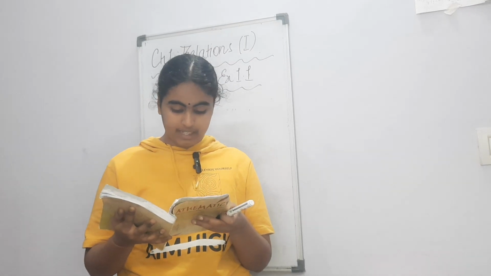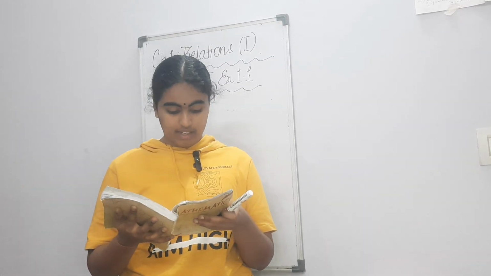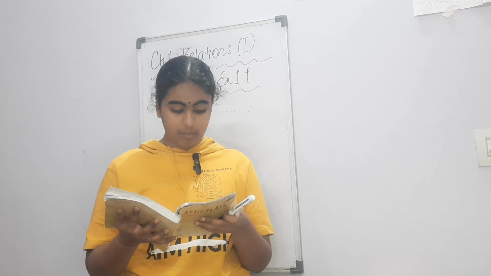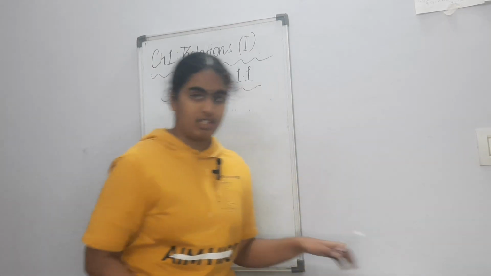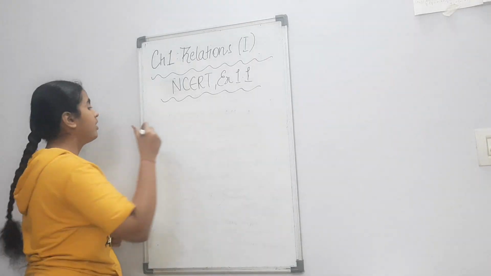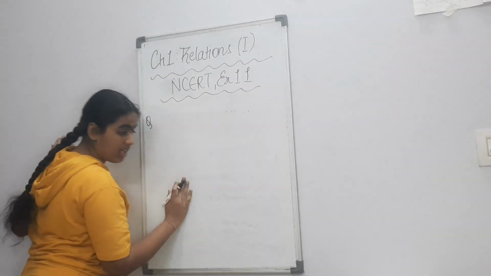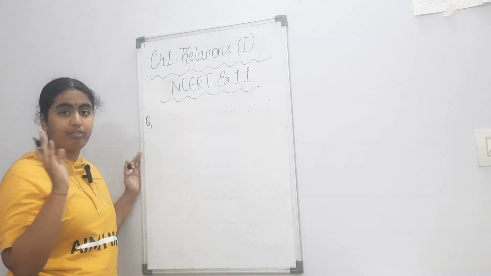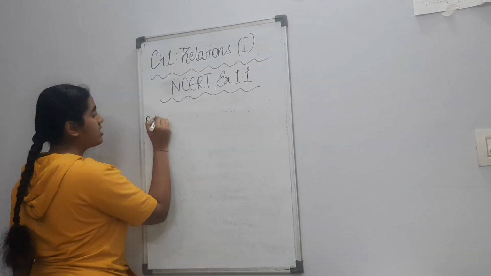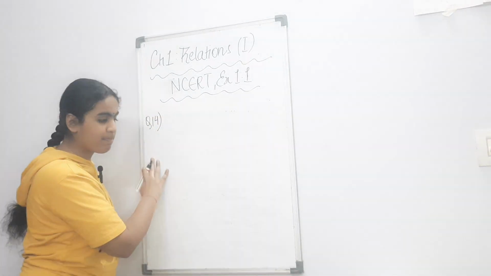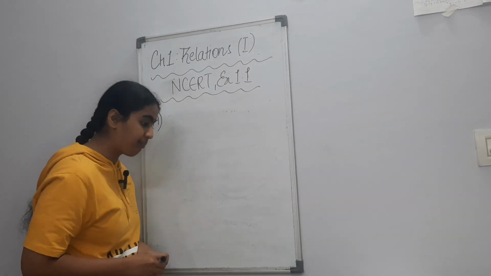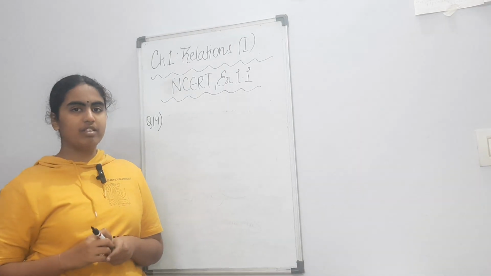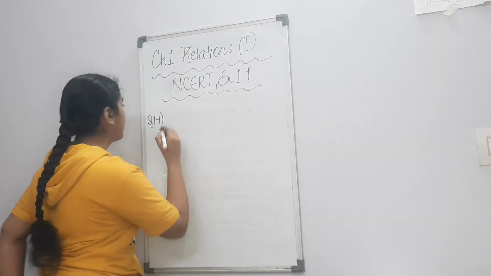Let L be the set of all lines in the xy plane and R be the relation in L defined as R = (L1, L2) such that L1 is parallel to L2. This is a good question. Let's do it. This is question number 14 of your NCERT exercises. And I will be doing the first part which is mentioned, proving the equivalence of this relation. R is an equivalence relation. I'll just show you how.